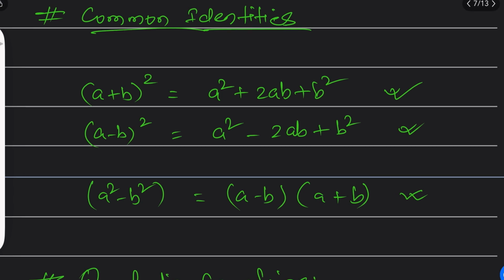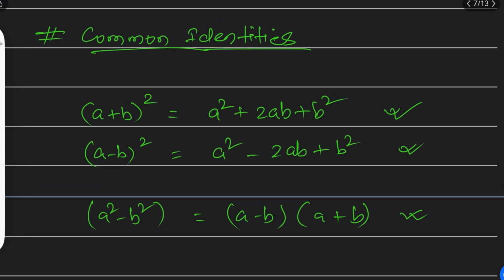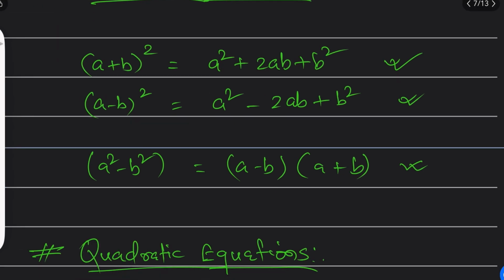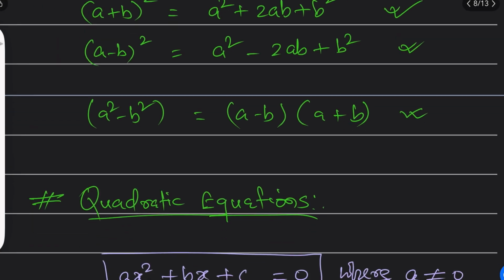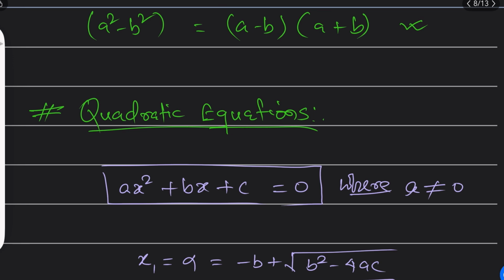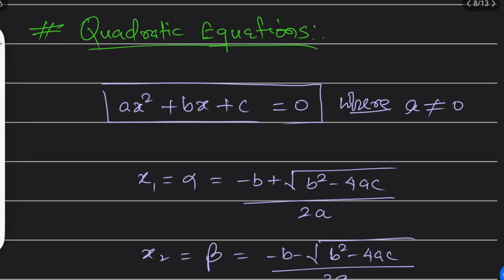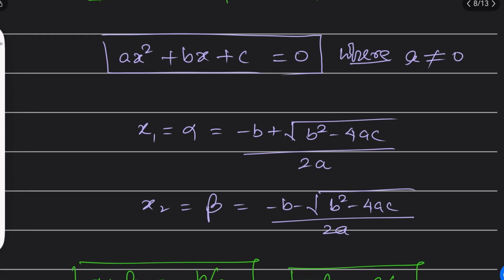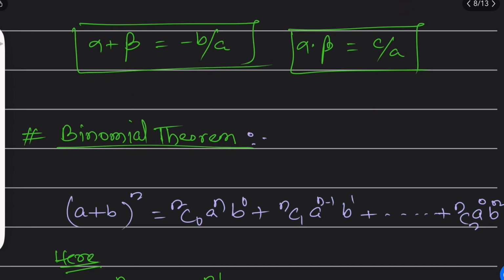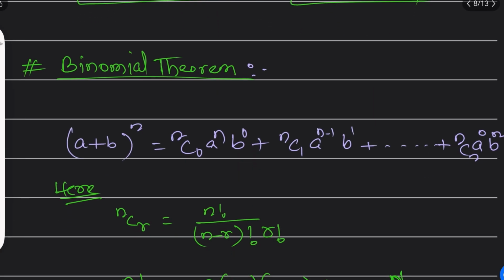So let's have a recap of the last video. The common identities we discussed: (a plus b) whole square, (a minus b) whole square, a square minus b square. These three common identities are important. No need to mug up or learn other formulas by heart. We discussed the quadratic equation, the roots of the quadratic equation and how to get them, and the summation and product of the roots.